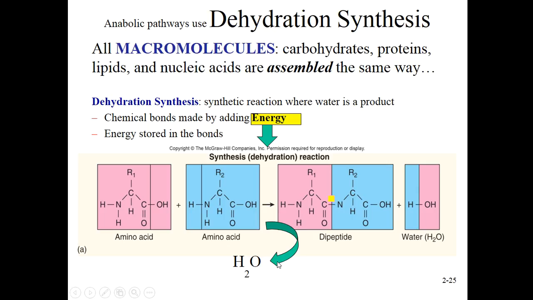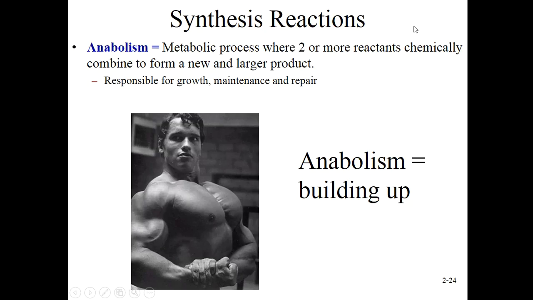Now, the other thing to think about in our metabolism pathways is that water and energy move in opposite directions. This is not always true, but in this class it is. Energy goes in and is stored in the chemical bond. Water goes out and we form this new dipeptide. That's what we call this product. So all of our macromolecules, whether we're talking about carbs or proteins or fats, lipids, and nucleic acids like DNA and RNA, they're all assembled this same way using a chemical process called dehydration synthesis. So that's how Arnold got so big and buff. He built up a lot of protein.